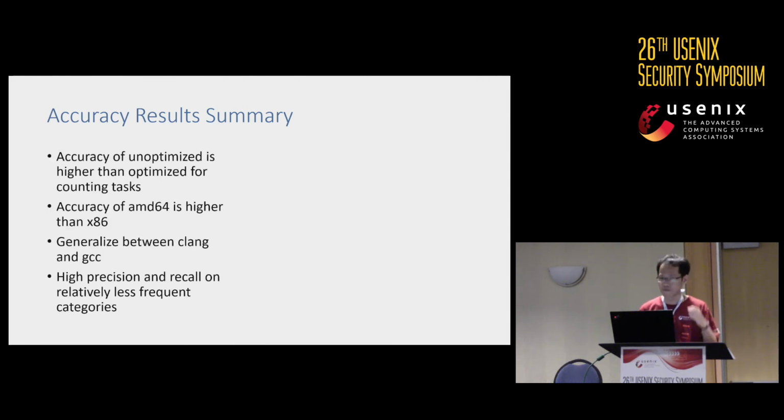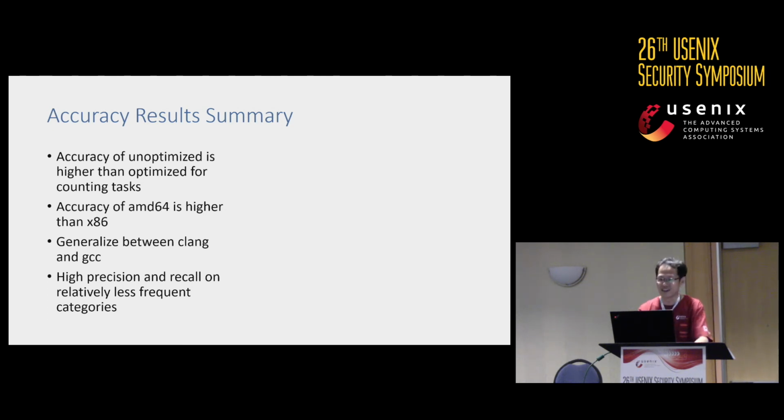From the actual numbers generated by EKLAVYA, we have seen that the accuracy of prediction on unoptimized binaries is higher than that of optimized binaries for counting tasks. On the same note, the accuracy of predictions for AMD64 binaries is higher than that of x86. Accuracy of predictions of binaries compiled with clang and GCC are comparable. There's about a 1% difference between the accuracy, which is pretty much the same.